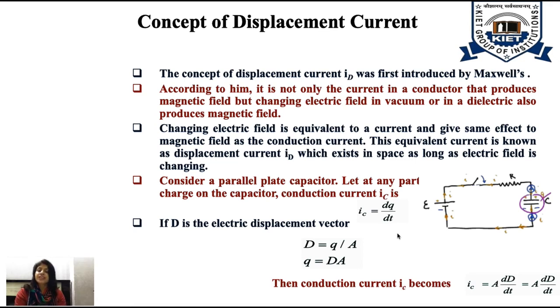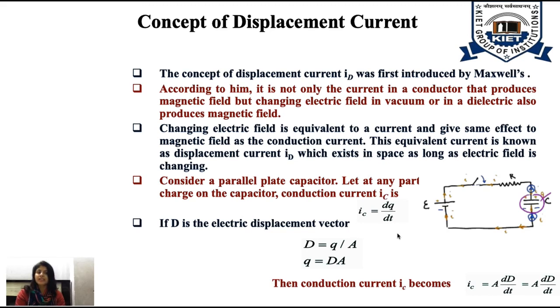Means changing electric field produces magnetic field. This means changing electric field is a source of magnetic field. Changing electric field is equivalent to a current which is known as displacement current, which exists in space as long as electric field is changing. For this, let us consider a parallel plate capacitor.